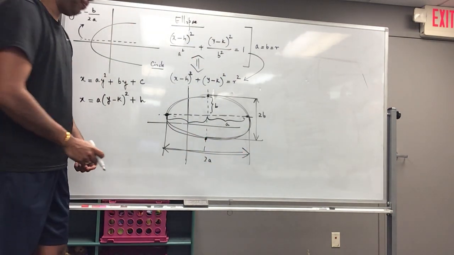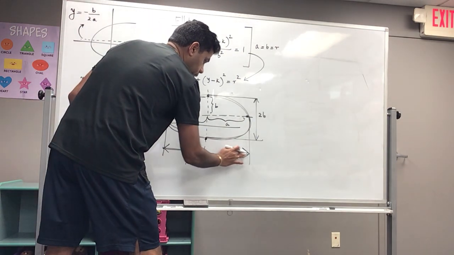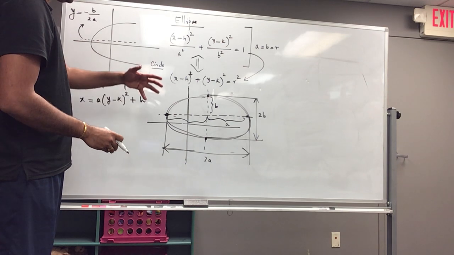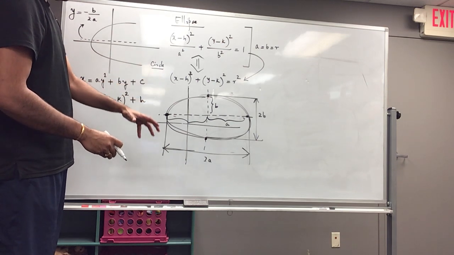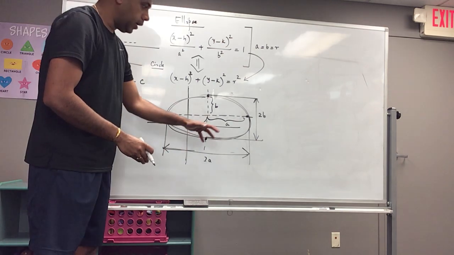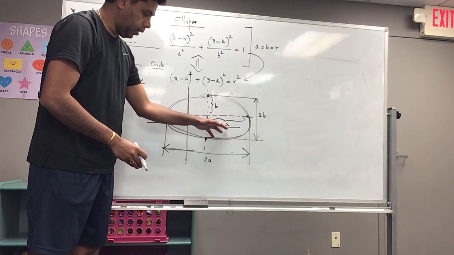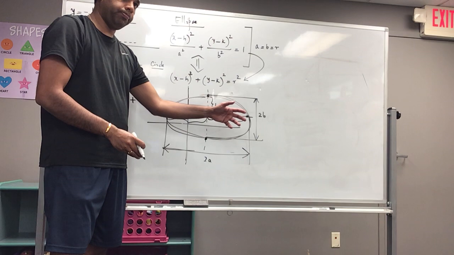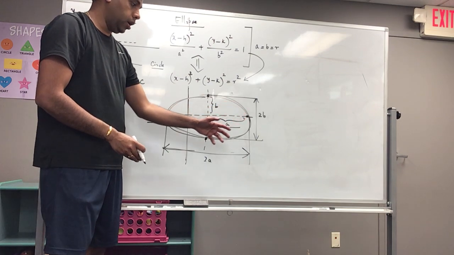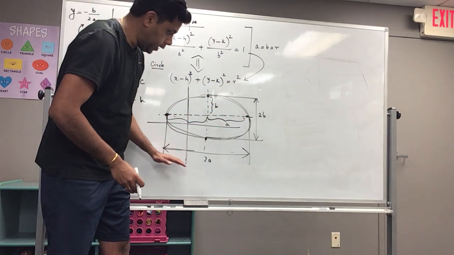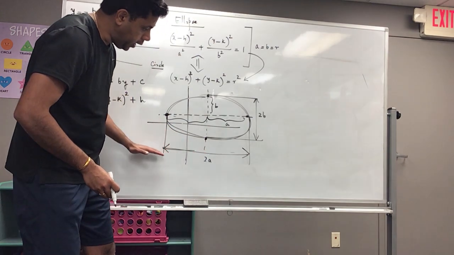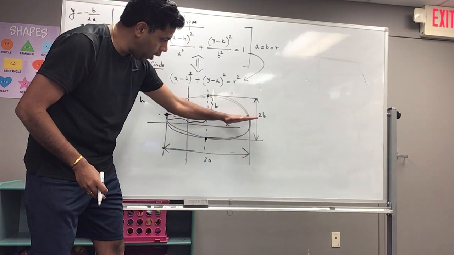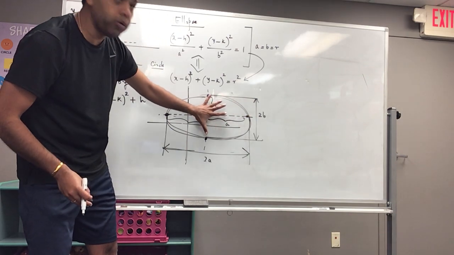Make sense? So I repeat. The difference between a circle and an ellipse is, if A was equal to B, it would have become a circle. Make sense? So in this, the way I've drawn it, the x direction is longer, that's your 2A major axis, than the y direction.